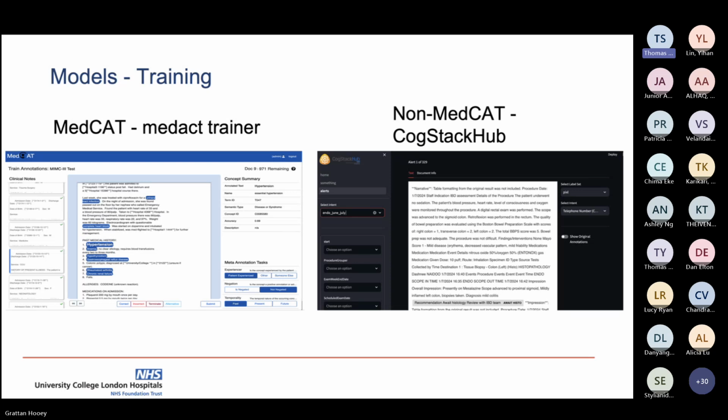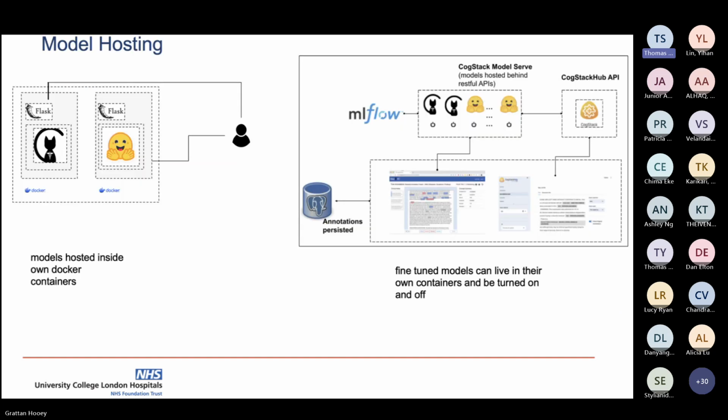In terms of model hosting, and this is a technical detail for those who are interested, each of them sits in their own Docker container. We can spin up as many models as we want. We can switch them on and off in accordance with how much compute we have, or whatever compute constraints we're looking at as well. Cool.